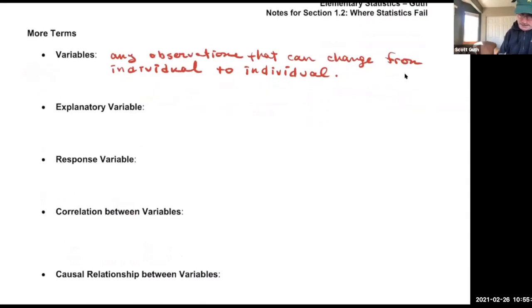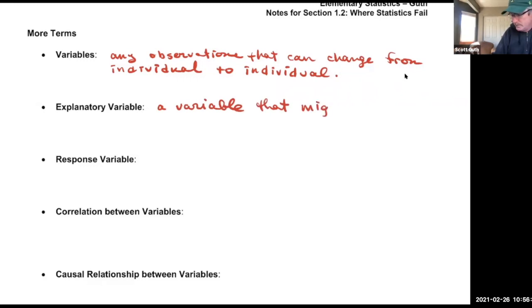So that's easy enough. The harder term is explanatory and response variable. So an explanatory variable is one you think might be related to another variable, or might help explain. That's why we say explanatory. So this is a variable that might explain the behavior of another variable.